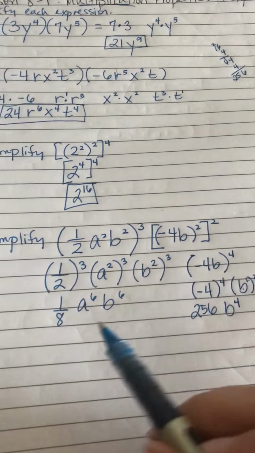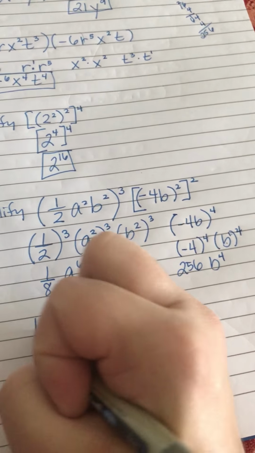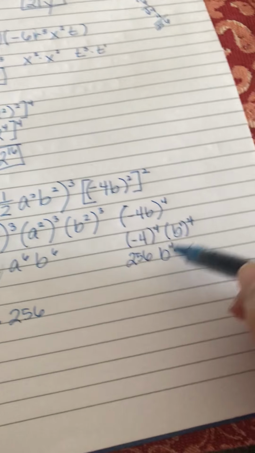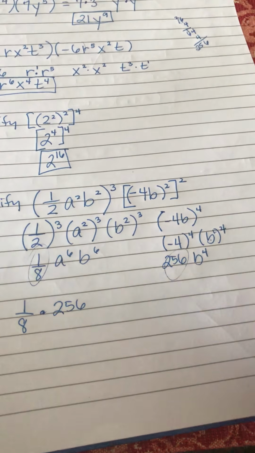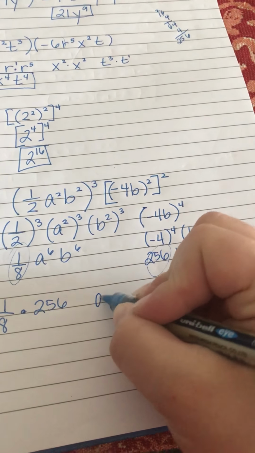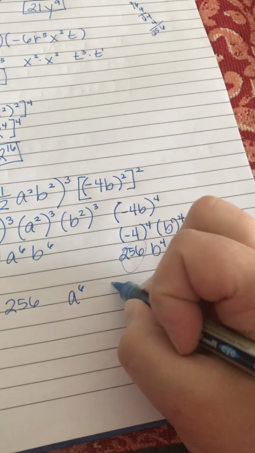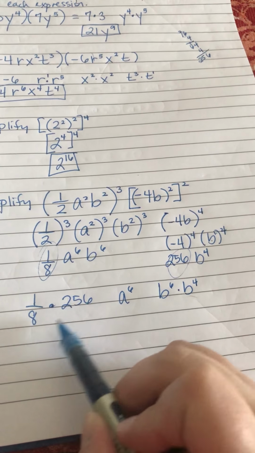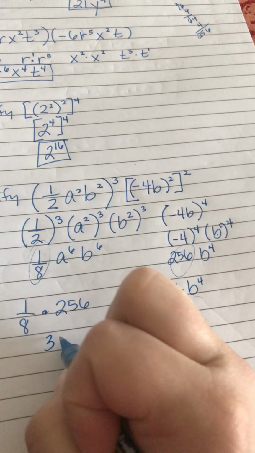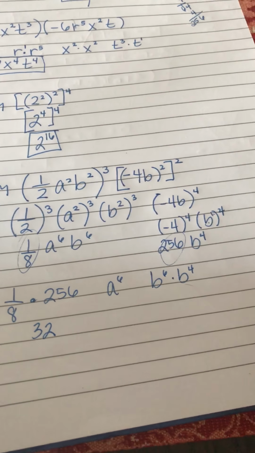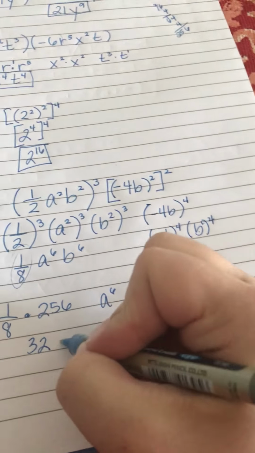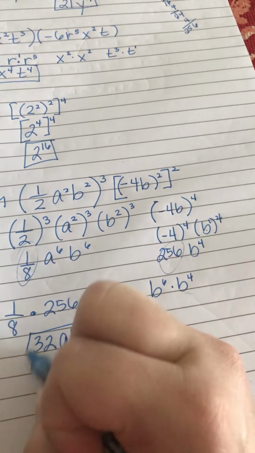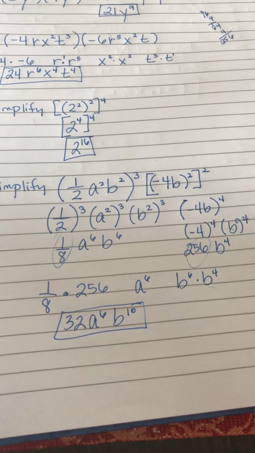Okay, so I have finished with all of the exponents outside the parentheses, and now the only thing to do is add, like up here. So I'm going to rearrange again. 1/8 times 256. So I have this number and this number. I'm putting them together. There's only one a number, and there's 2 b's. So b to the 6th and b to the 4th. When I multiply here, I think I'm going to get 32. And there's only one a. And I add the 6 and the 4 for the b's. So 32a to the 6th b to the 10th is my final answer.